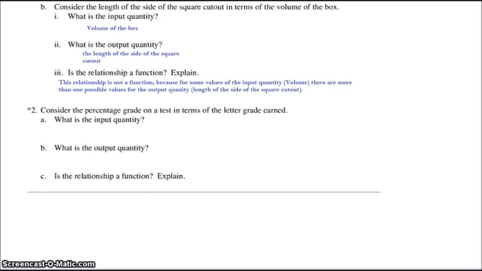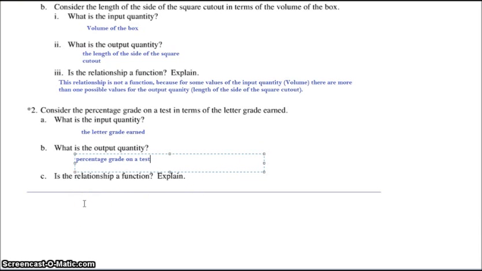Number 2. Consider the percentage grade on a test in terms of the letter grade earned. What is the input quantity? Here we want the percentage grade in terms of the letter grade earned. So the letter grade earned is the input quantity. What is the output quantity? It is the percentage grade on a test. So again, if this is confusing, just go back to the definition. That's all we need to think about.